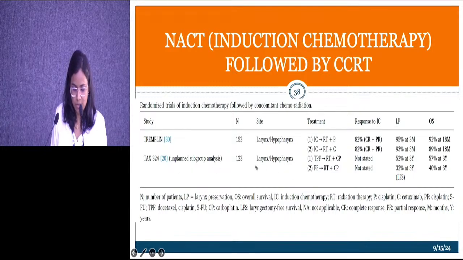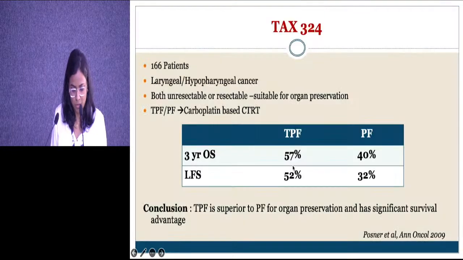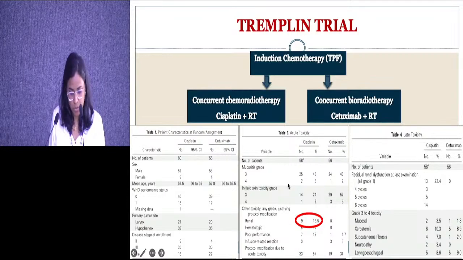However, just a caveat, it included some unresectable tumors as well, which were not amenable for larynx preservation. And again, these trials were actually testing the value of the taxane, and which showed a better OS and the laryngectomy-free survival when you added taxane as compared to cisplatin 5FU alone.